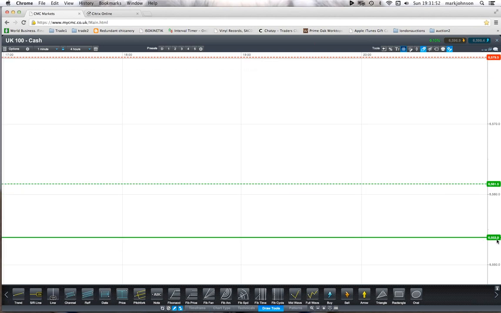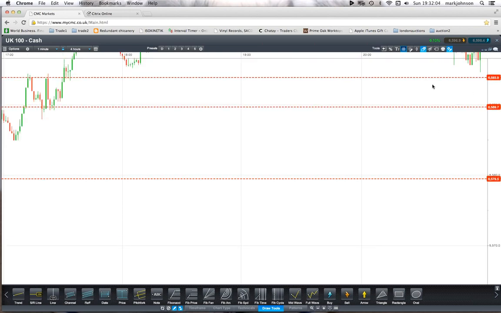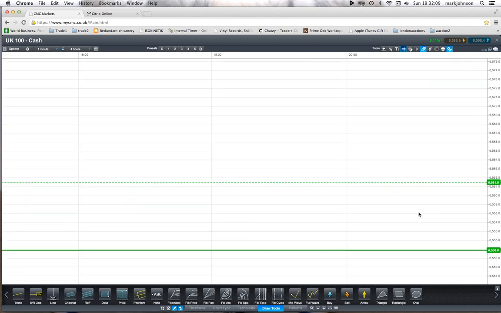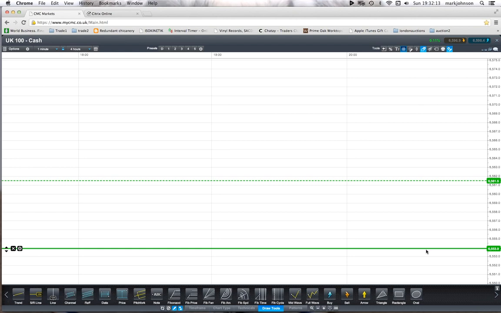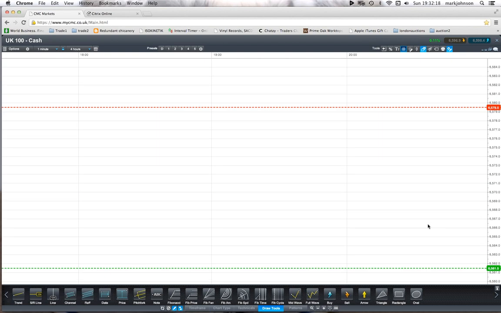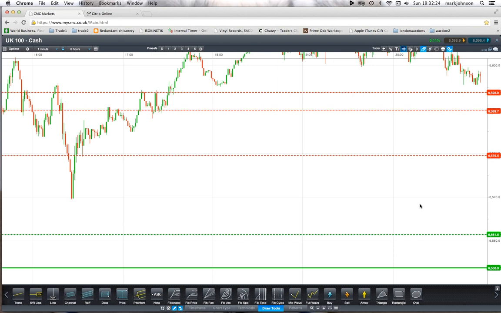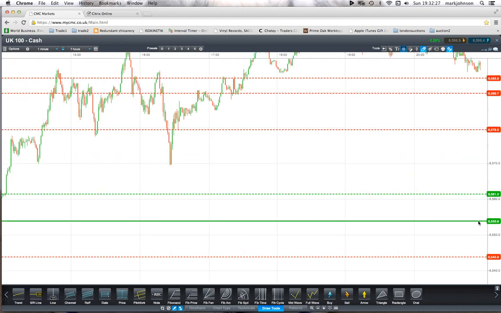I know that when it gets to 6,553, 6,554, we've got quite a heavy level. Although this was a level of support, a level of resistance before, once something has broken through a level of resistance, it's likely then to become support. So I would expect, if the price dropped down, to consolidate possibly at these areas.